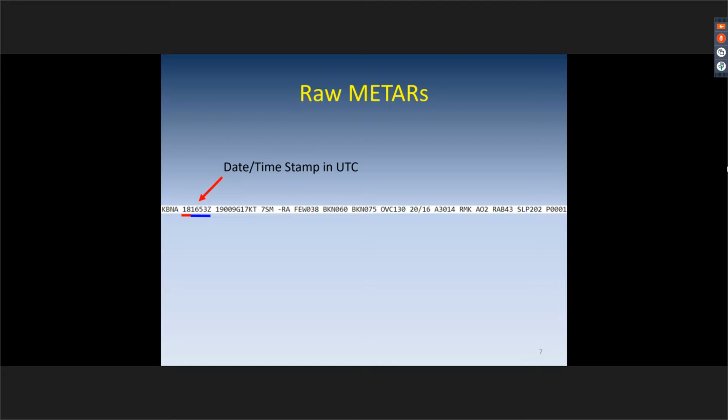Next is the date and time stamp for the observation. The first 2 numbers are the date. So this is for the 18th of the month. That's what's right above the red line there. And then the next 4 numbers is the time in UTC, above the blue line there. UTC, or Z for Zulu, is another name for UTC. And I'm not going to take the time to explain how this works. You can easily Google how to translate back and forth between UTC time and local time.